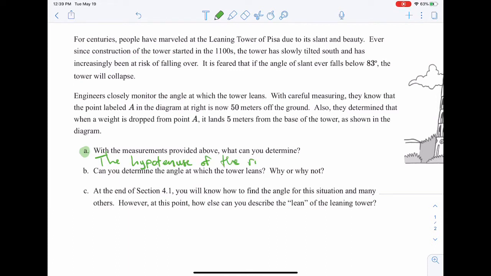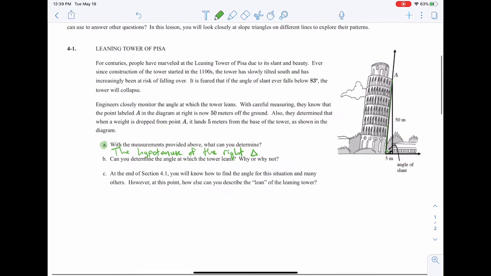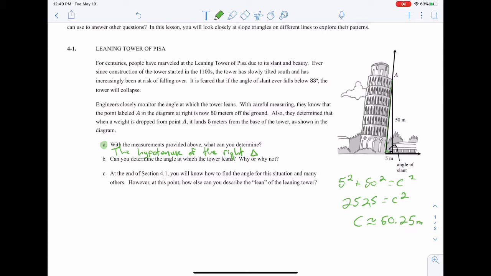of the right triangle. Now, you don't actually have to find that. They just want to know what you can find. If you did want to, you would simply go 5 squared plus 50 squared equals c squared. This equals 2,525. You take the square root of both sides and get c is approximately 50.25 meters. Letter B asks us, can you determine the angle at which the tower leans?